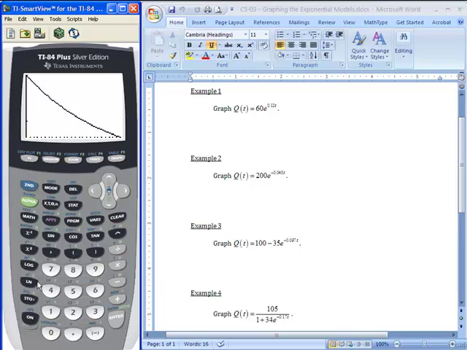So here's a picture, and this definitely looks like an exponential decay function as we see it decreasing from left to right, and it gets less steep as we move from left to right. Let's make those changes to our window that we were just discussing.